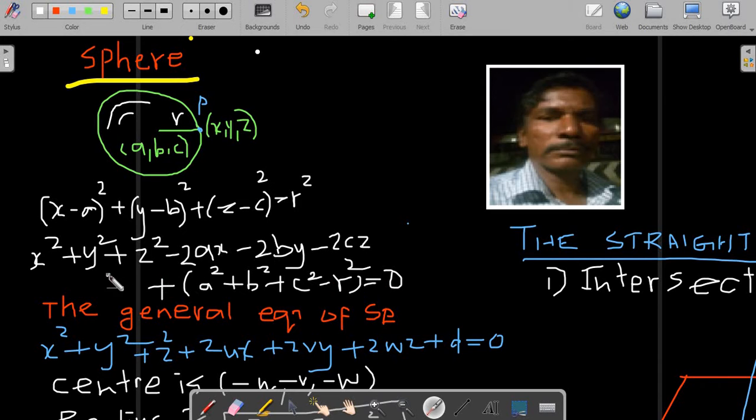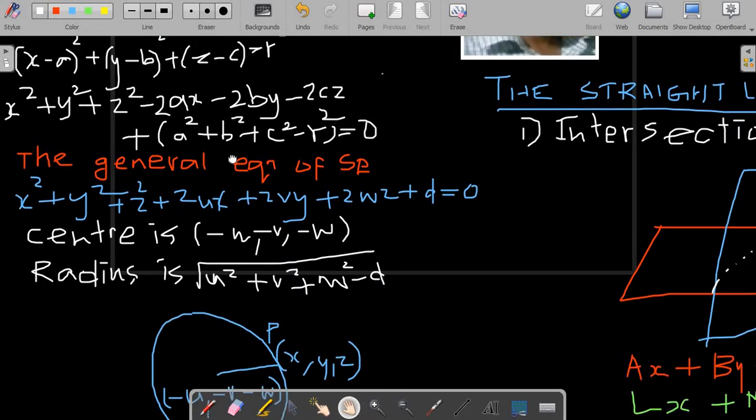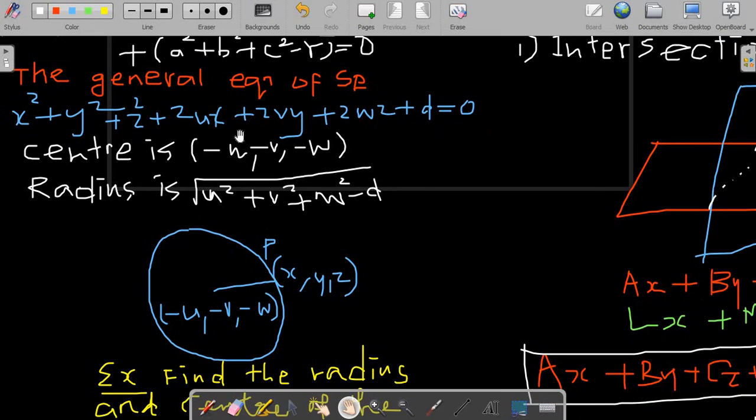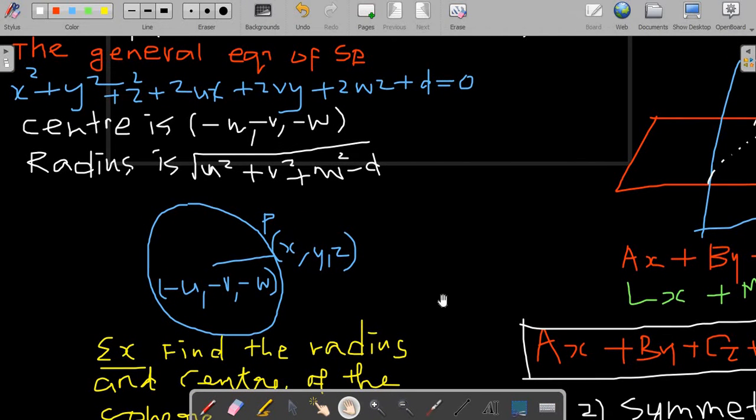That's the equation for this particular sphere, where the center is a comma b comma c, the surface points are x comma y comma z, and the constant distance is r. Then this is the equation of a sphere. But what's the general equation? The general equation of the sphere, now look at this. You can see on the screen here, this is a general equation of a sphere.